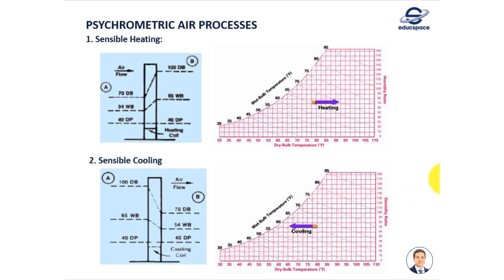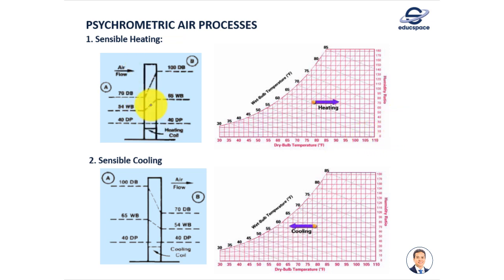So next chapter is all about psychrometric air processes. The first one is sensible heating. Sensible heating is represented by this process that is from left to right. As you notice, the dry bulb temperature is increasing towards the right.